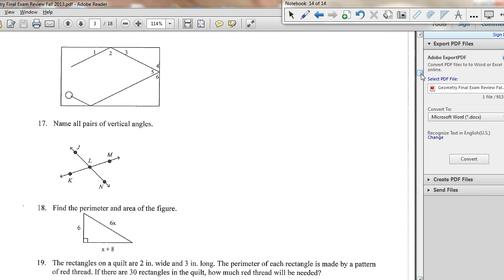The rectangles on a quilt are 2 inches wide and 3 inches long. This is a pretty tough question. The perimeter of each rectangle is made by a pattern of red thread and so forth. I'm not going to spend a lot of time on this. I'll give you a basic idea of what you can do to figure it out.